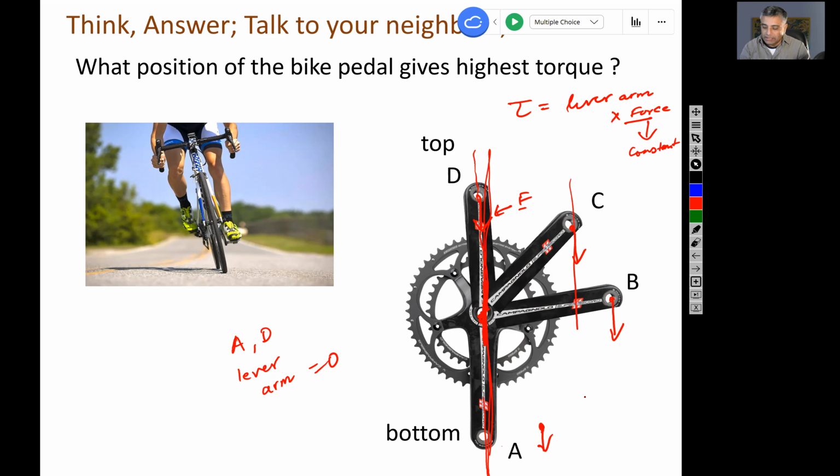Now for C, that's the line of action of force. This is the lever arm. And for B, this is the lever arm. See, this is the lever arm. So that's the longest one. So that's why B is the correct answer. Okay.